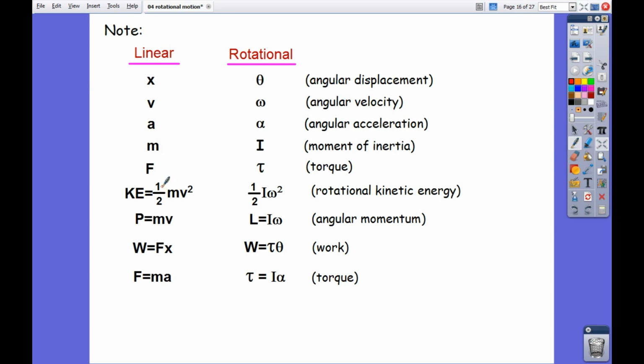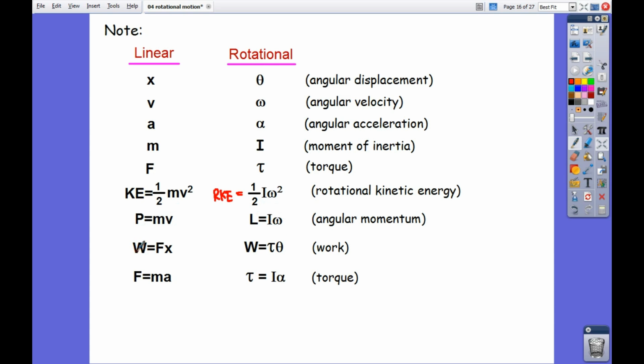In linear we also have kinetic energy, which is half times mass times velocity squared. So this mass is substituted by I in rotational motion and v substituted by omega. So we have rotational kinetic energy as half moment of inertia times angular velocity squared. We have in linear momentum P equal to mass times velocity. In rotational motion we have L, angular momentum, equal to moment of inertia times omega.